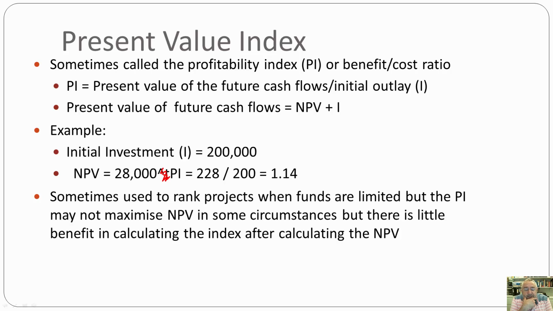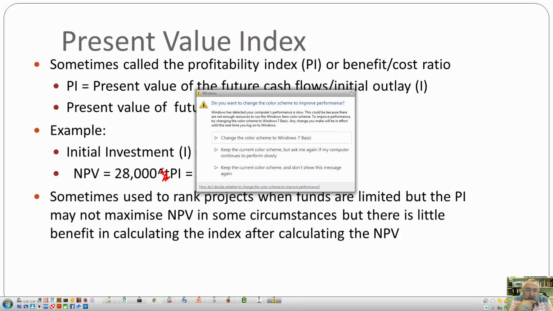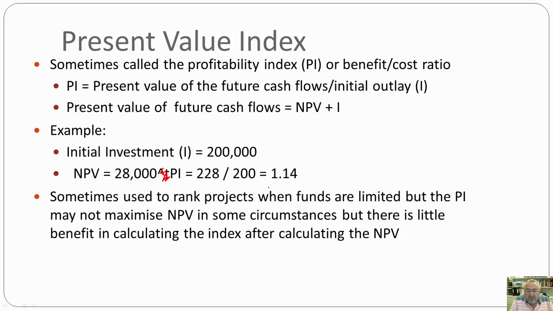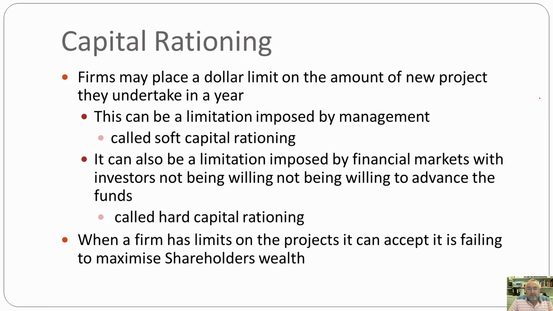Now, why is the profitability index 228? Because the net present value is 28,000. That's after you've taken off the 200,000. So the present value of the future cash flows is 228. When you take off the 200, you come up with a net present value of 28,000. So sometimes that's used to rank projects, but it's not necessarily going to give you the best net present value project. This is just a ranking mechanism, if the projects involve the same investment, and that's the amount of funds you had. But to be honest, you're calculating net present value to get it anyway, so you may as well use net present value to make the decisions.